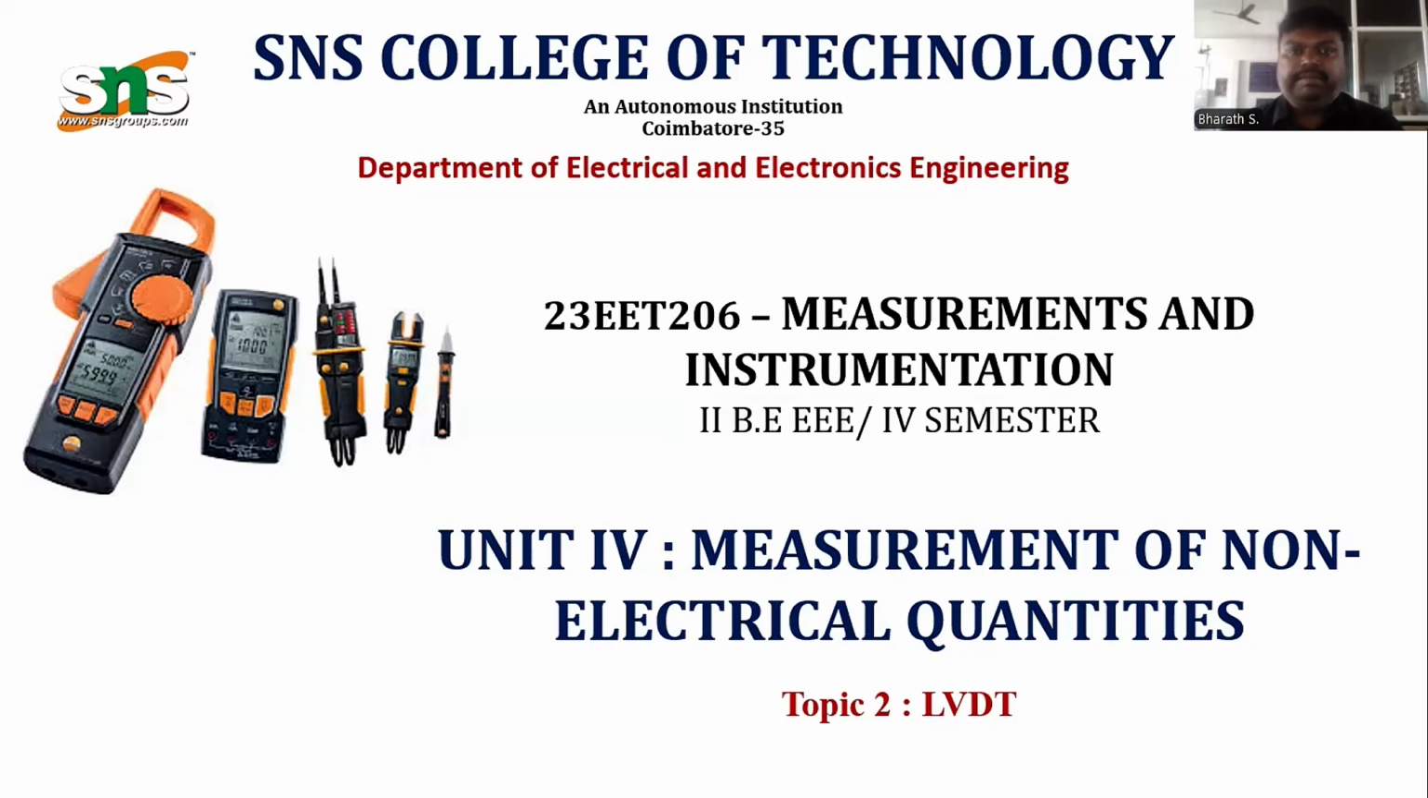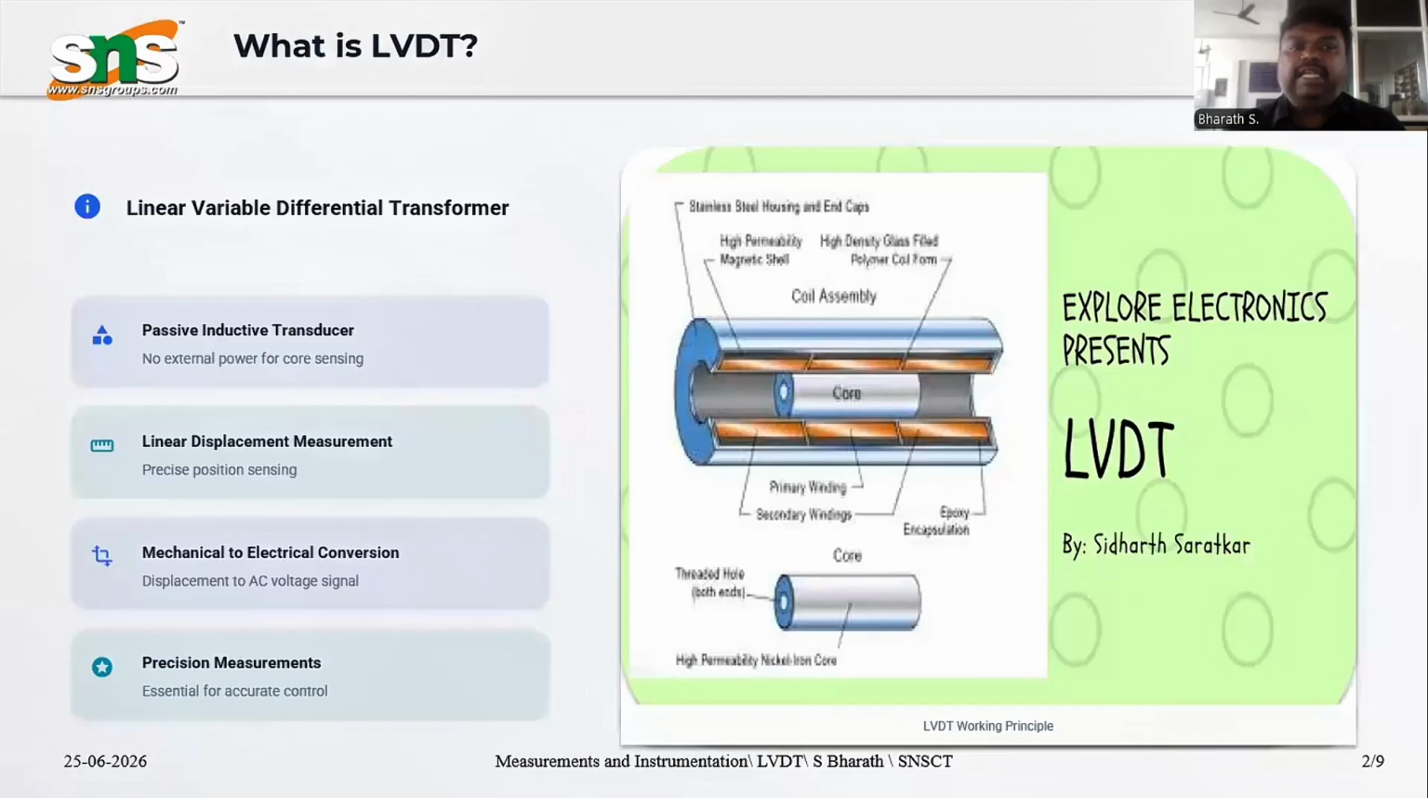What is LVDT? LVDT is a linear variable differential transformer, or sometimes it is also called a linear variable differential transducer. We all know the definition of a transducer. A transducer is a device which converts one form of energy into another form. Similarly, this LVDT is also a device which converts one form of energy into another form. What is the form of conversion? Let's get into this.